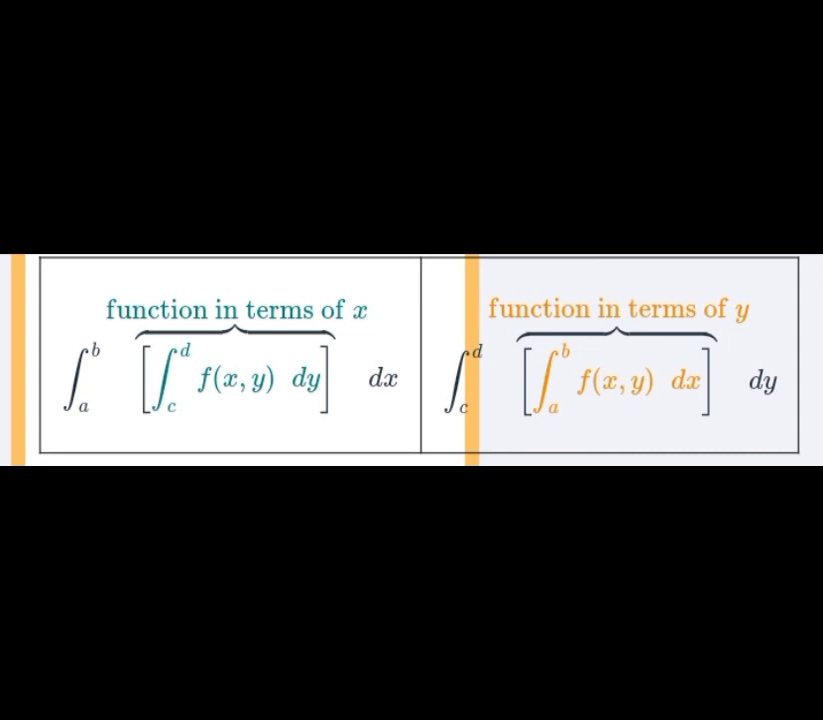So the integral of c to d of the function f of x, y dy is a function in terms of x. And the integral of a to b of f of x, y dx is a function in terms of y. So the two forms highlight the importance of iterated integrals. We calculate them with respect to one variable first by treating the other variables as a constant. We repeat the process until we have completely evaluated the iterated integral that was given.